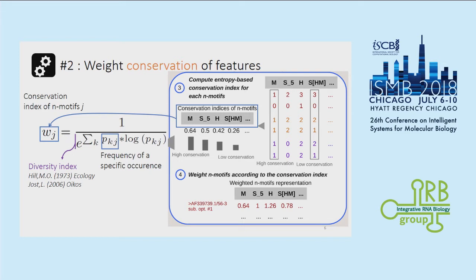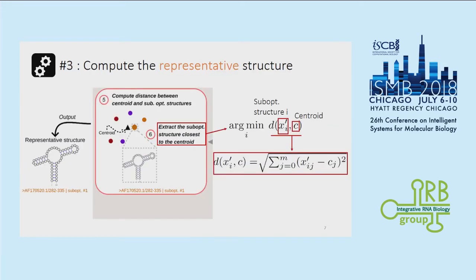So this gives us the weighted n-motif representation. Given the weighted n-motif representation, we compute the centroid, the mean vector, and we get just the structure which is the closest to the centroid. And this will be the representative structure using the Euclidean distance. So this is basically the detail for aliFreeFold.